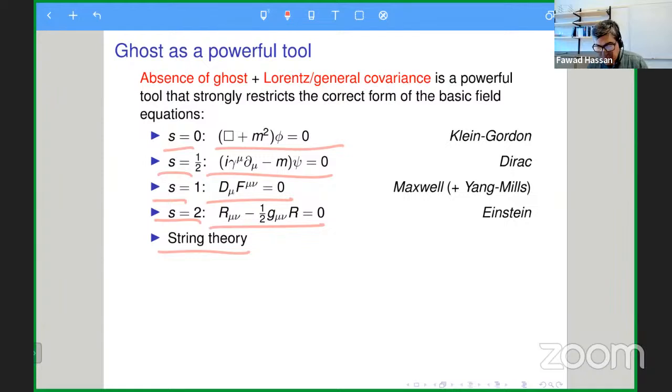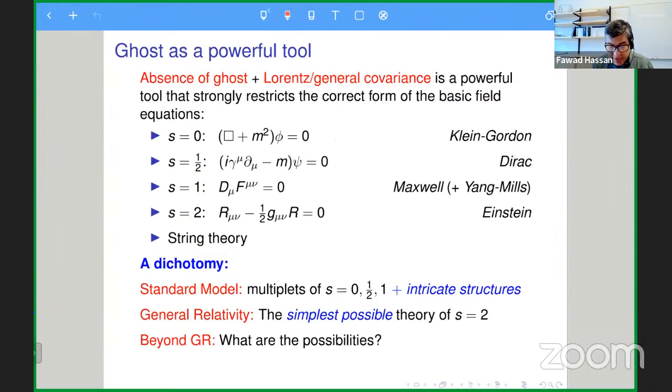Okay, so these conditions are very, very powerful, and our basic equations that we use in field theory are essentially determined at the basic level by these requirements. Okay, so now you can see that there's a dichotomy. First of all, these equations at the basic level are given by the requirement of absence of ghosts and general covariance or Lorentz invariance. But then you can notice a dichotomy here.